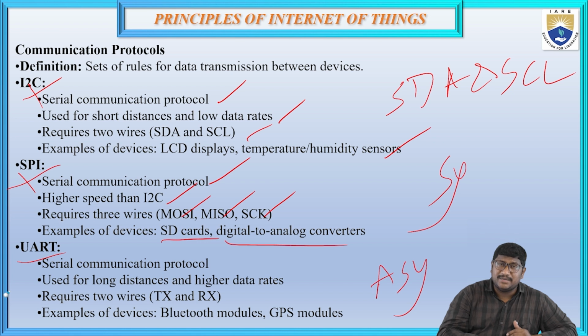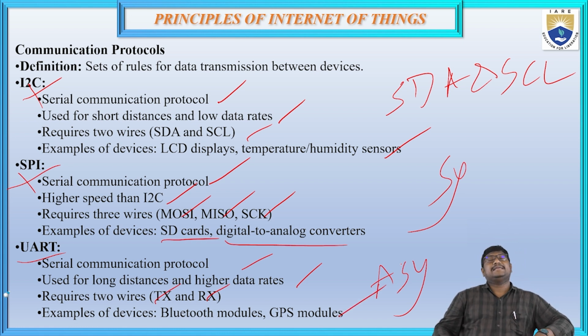This is a serial communication protocol which is used for long distance and high rates also. In this, we require two wires such as TX and RX. The best examples for this particular UART are Bluetooth modules and GPS modules. These are the best examples for these communication protocols.